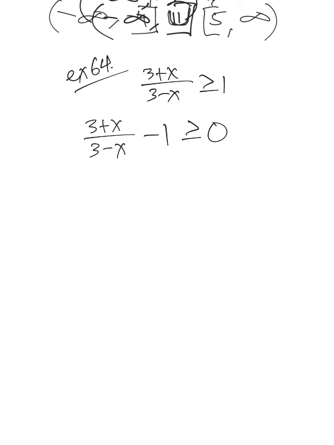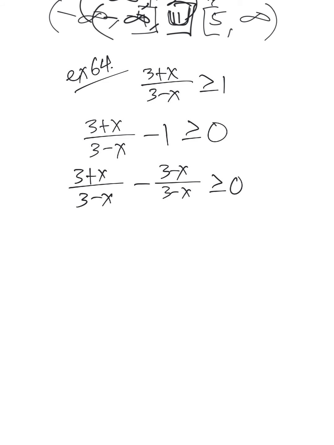3 minus x. And 1 is a really nice number to work with because we can change 1 into 3 minus x over 3 minus x. So 3 plus x over 3 minus x, minus 3 minus x over 3 minus x. Okay?